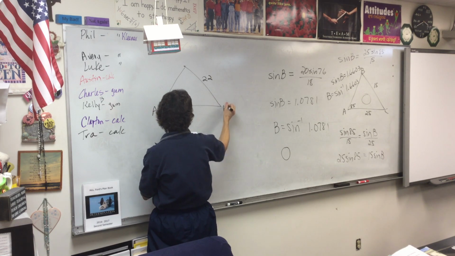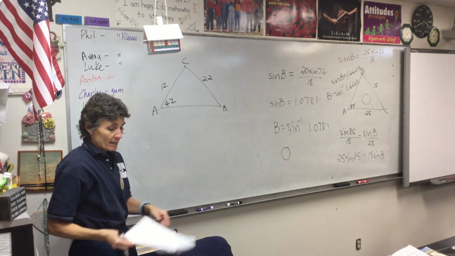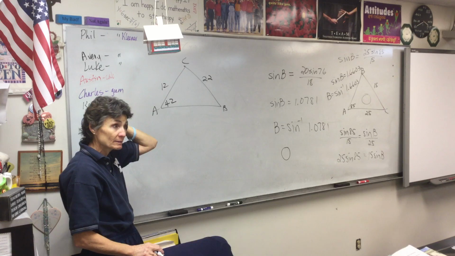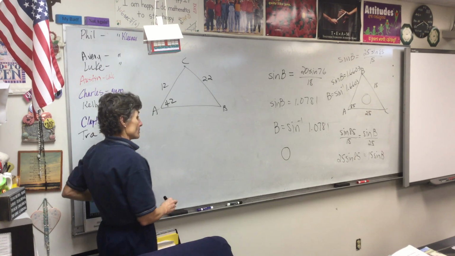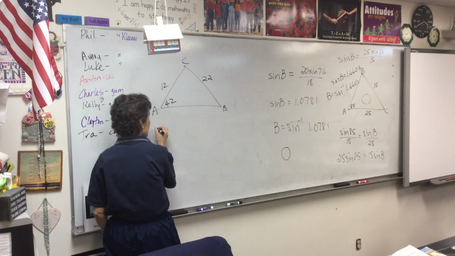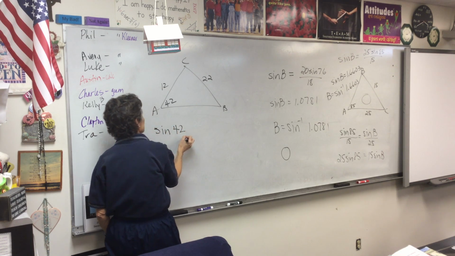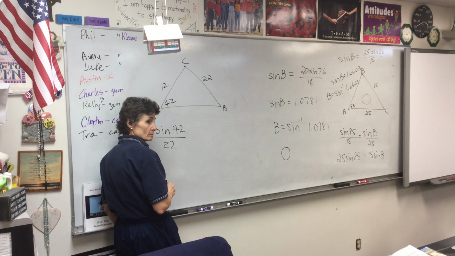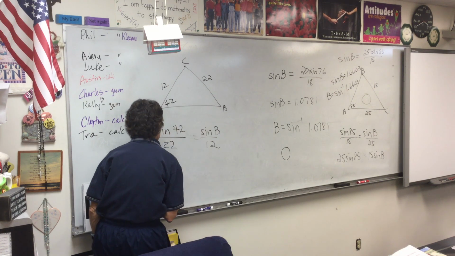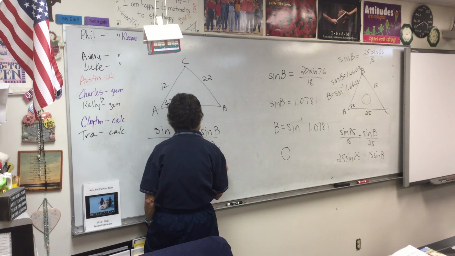We're going to find it. I hope this is one right here. Quincy's wondering about only one triangle. I'm hoping this is an example of that. We've got to work it out and see. All right, so here we go. Set up: sine 42 over 22 equals sine B over 12. Perfect. So 12 sine 42 equals 22 sine B.